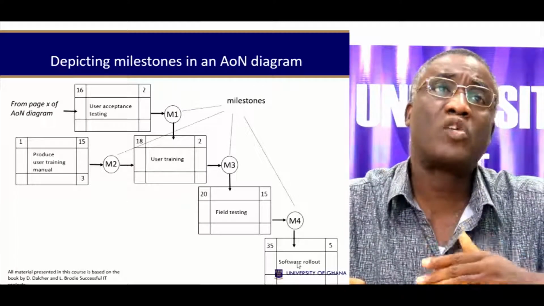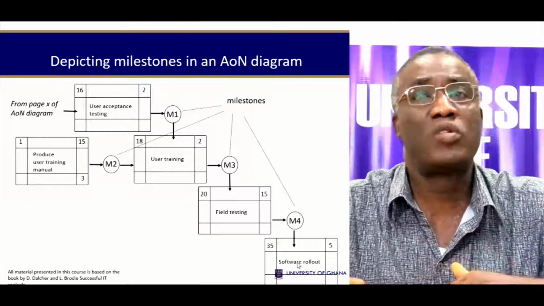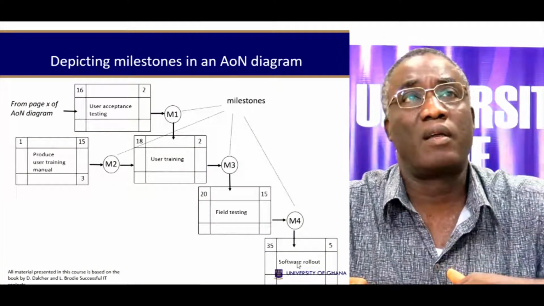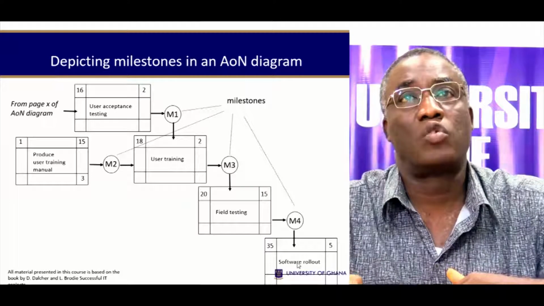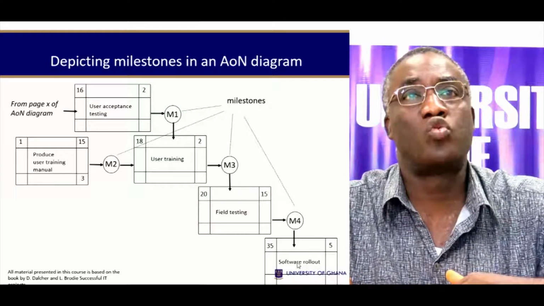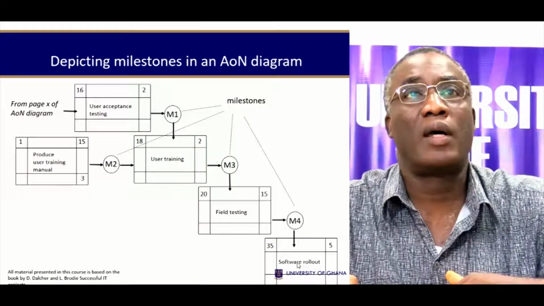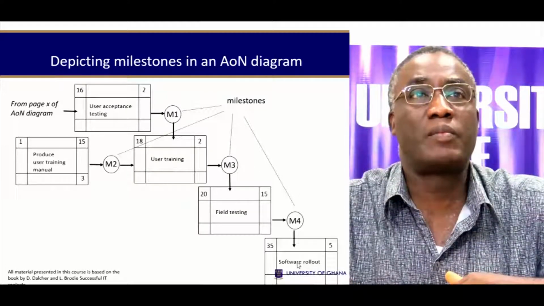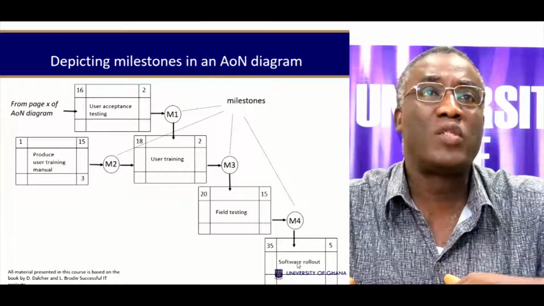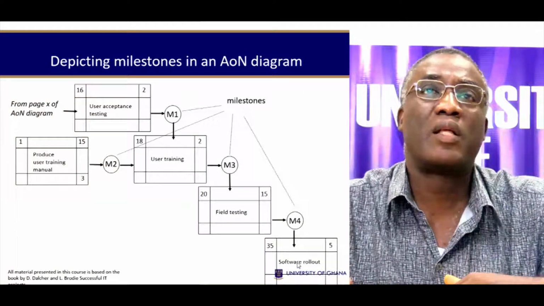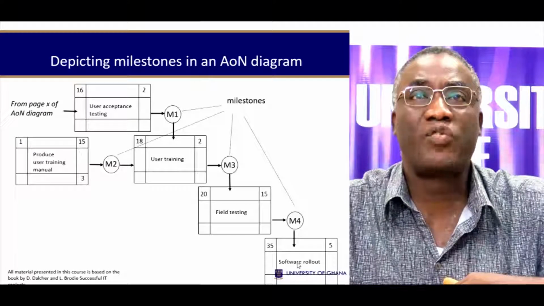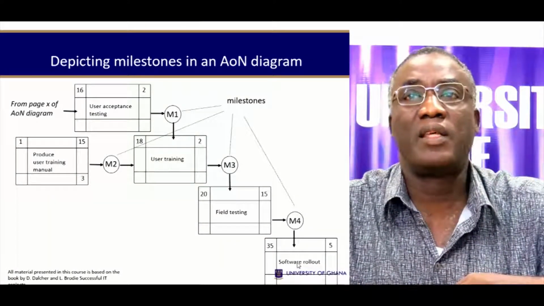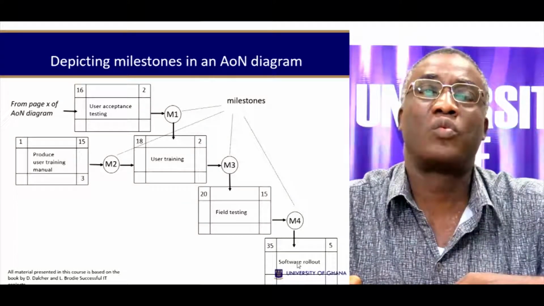You can show milestones on your activity on node diagram, and that is indicated in the diagram here. So you have milestone 1, milestone 2, so on. Doing your user acceptance testing, then you achieve a first milestone. When you produce your user training manual, that is another milestone. Then when you do your user training, you achieve a milestone. And then when you do field testing, you achieve another milestone.